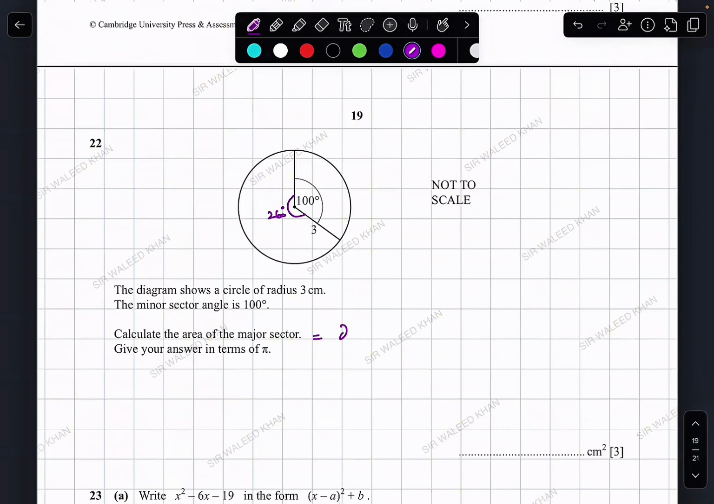So for that, we have 260 over 360 into pi r squared. R is 3, squared. So we can eliminate this. This is times 2, 1, 3 times 18, right? And 9. This should be 9. So we have 13 over 18 into 9 pi. So I can cancel this out. So we have 13 by 2 pi.